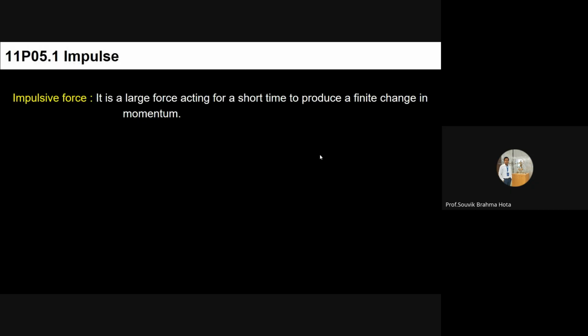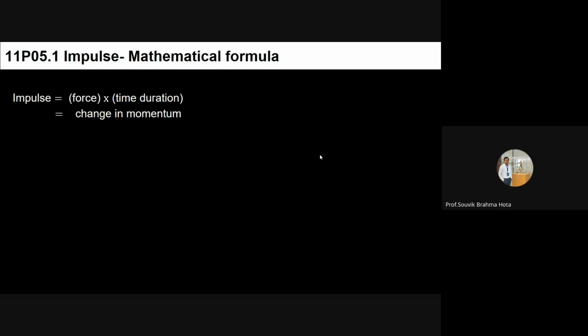Now the impulsive force. It is the large force acting for a short period of time to produce a finite change in momentum. So impulse is equal to force into time duration, but it should be a short time interval. So it will cause a change in momentum.